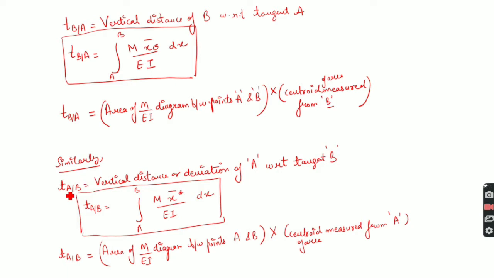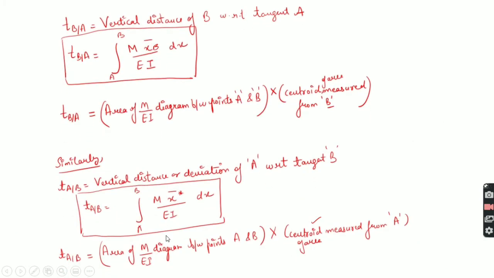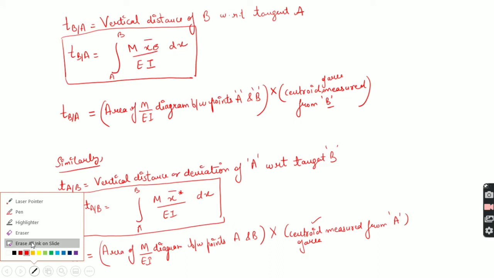Similarly, if we are determining TAB, which is the vertical distance or deviation of A with respect to tangent B, then it will be the area of M by EI diagram into x bar star, where x bar star is the centroid measured from A of the area. So if I show in the previous figure, this will be x bar star, that is distance of this G, which is the centroid from A. Okay, so this is theorem 2. So I hope you are clear how we can find the slope as well as deflections from the moment area method.